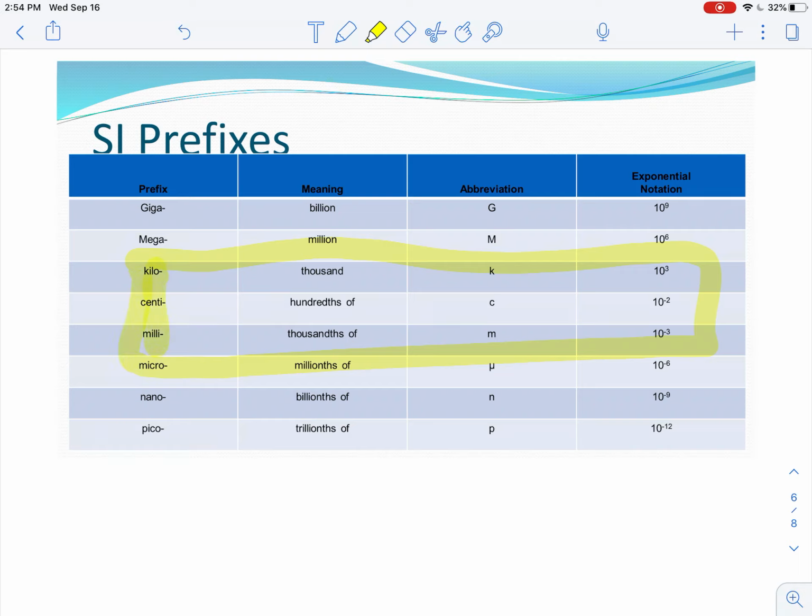These are the 3 that you need to know. Kilo, centi, and milli. Sorry that micro is highlighted. You don't really need to know micro. It's good to know all of them, but the 3 that we'll use the most are kilo, centi, and milli.